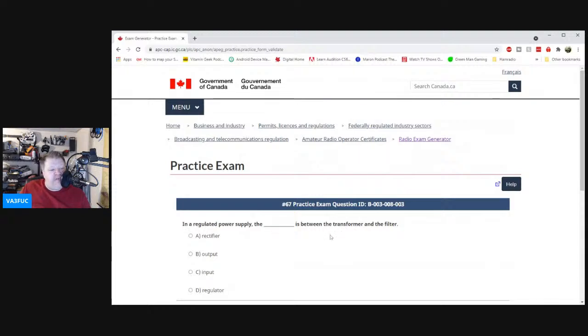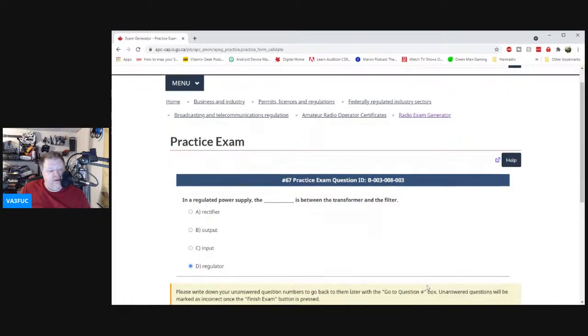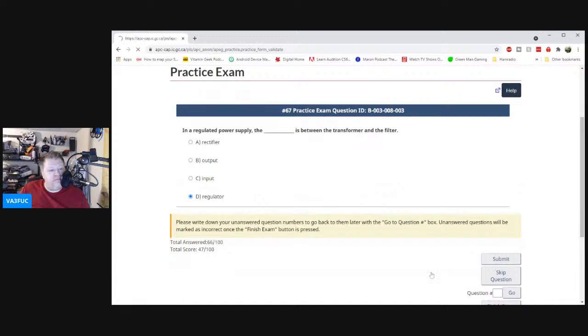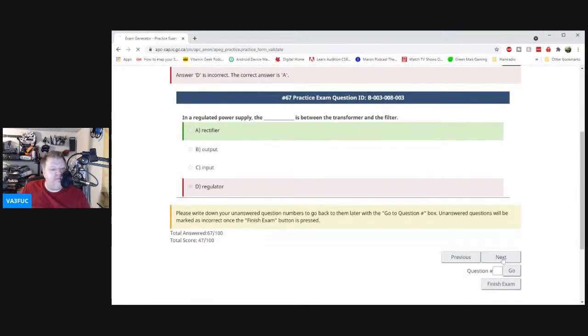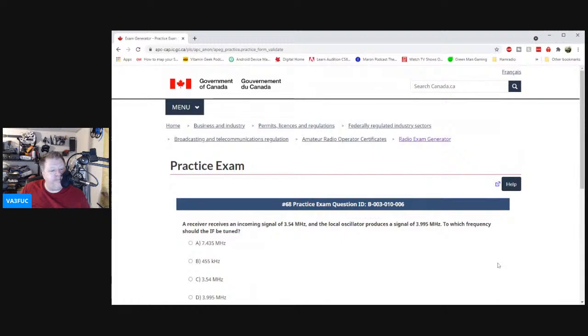In a regulated power supply, the blank is between the transformer and filter. Rectifier, output, input, regulator. Regulator, if I remember correctly. No, they were looking for rectifier. Goddamn it. I'm going to have to brush up on that.